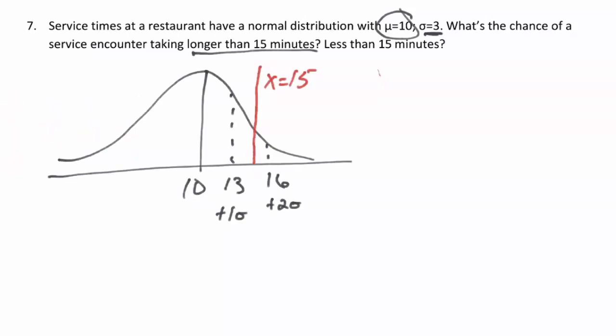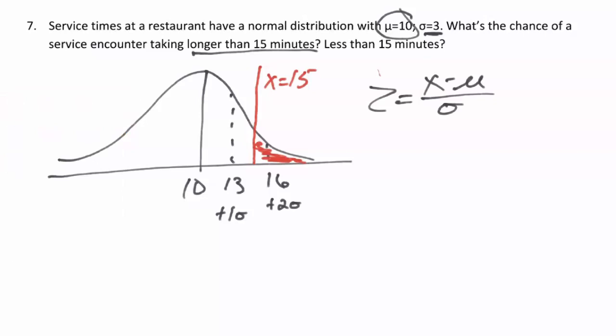All right, so now with this drawn out, what we're looking for is the region above 15 minutes. So I'll color this in. This is what we're looking for. If it landed right on 16, I could use the empirical rule. If it landed on 13, I could use the empirical rule, but because it's in between, I'm going to use z-scores.